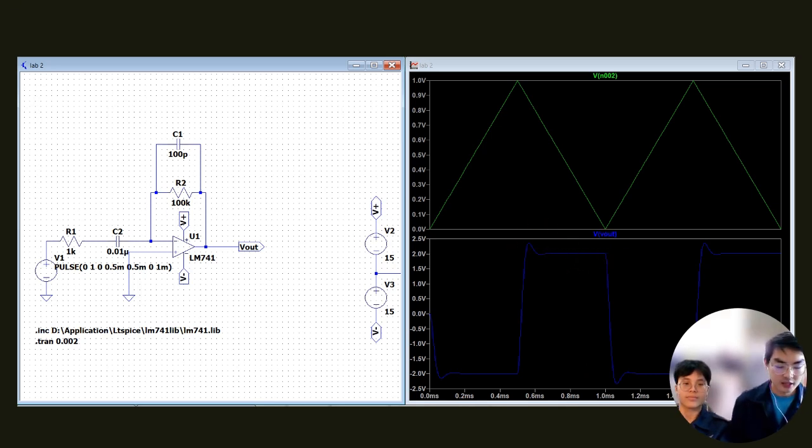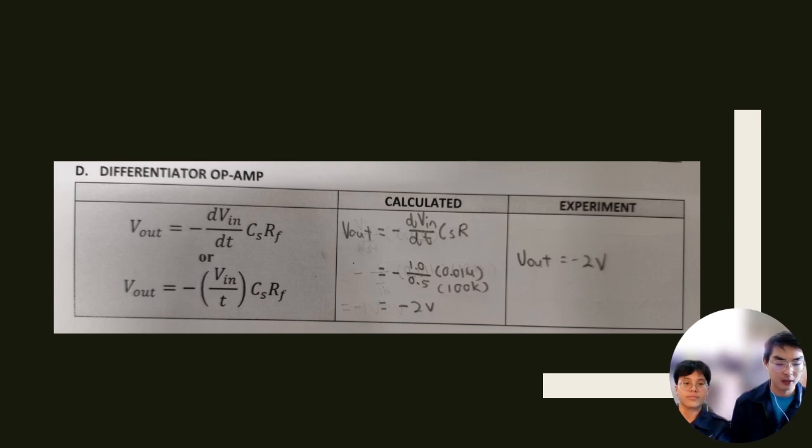Now let's look at the calculation part. We have successfully converted the triangular wave to a square waveform. In the calculation part, you can see the previous calculation. We get negative 2 volts, and the experimental voltage result is also negative 2 volts.